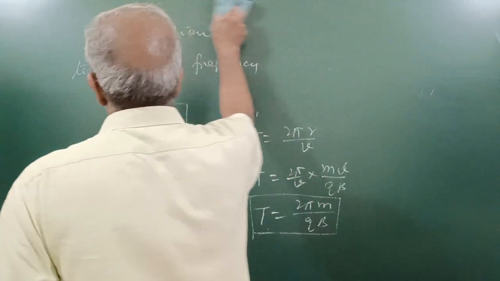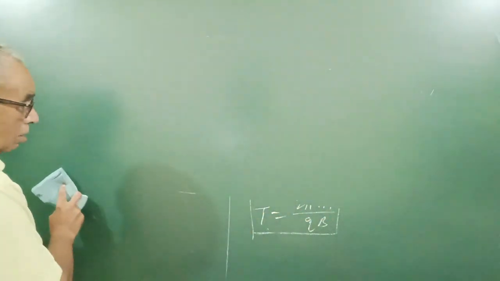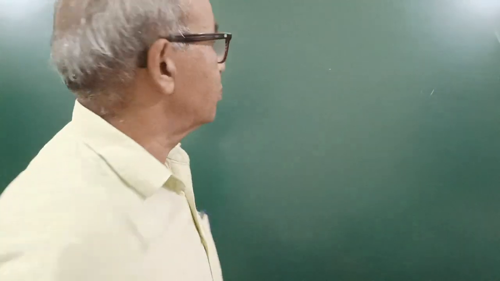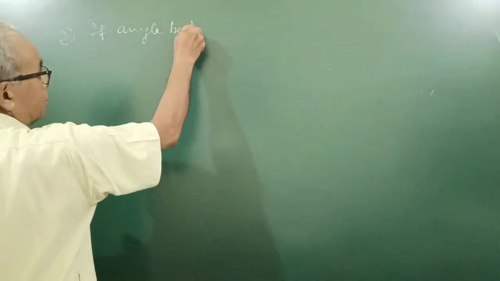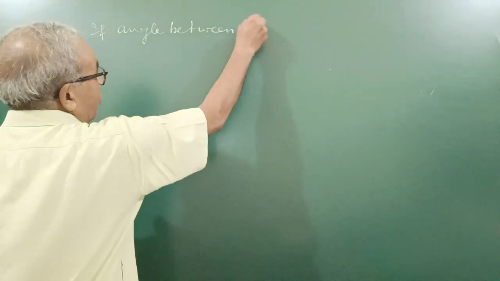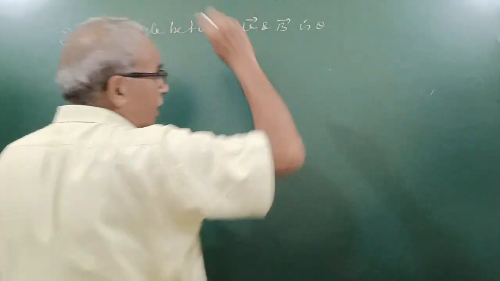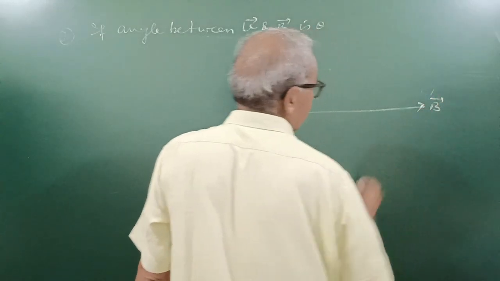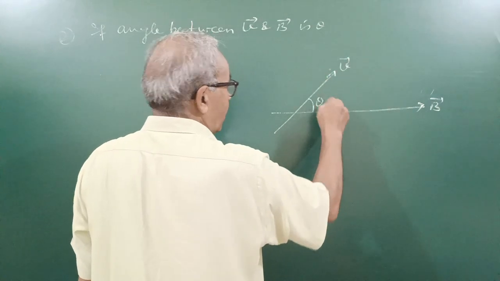Now I will take next when the velocity of the particle makes angle theta with the magnetic field. Number 2, if the angle between vector V and B is theta, any angle theta, then I will explain: B is here, this is the magnetic field, this is velocity V, this angle is theta.